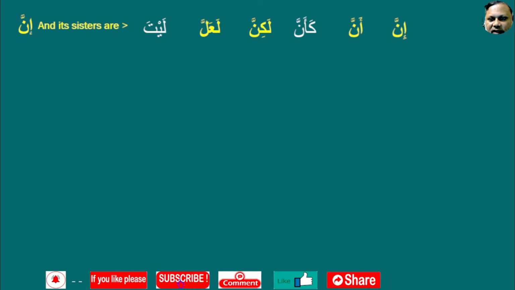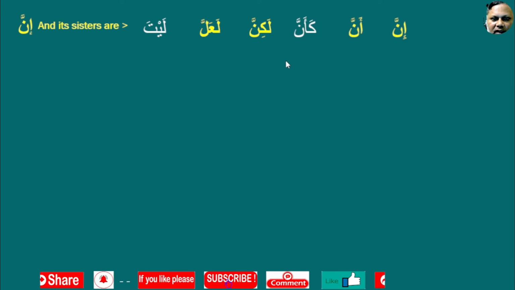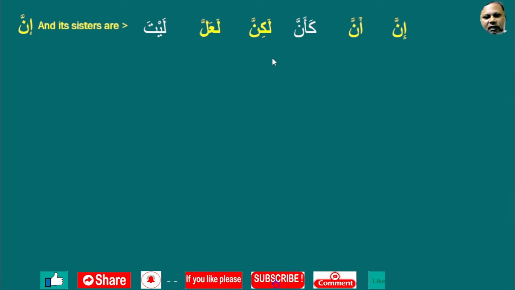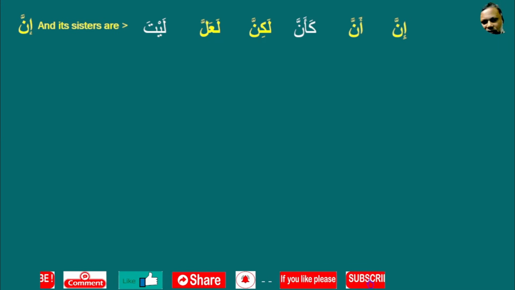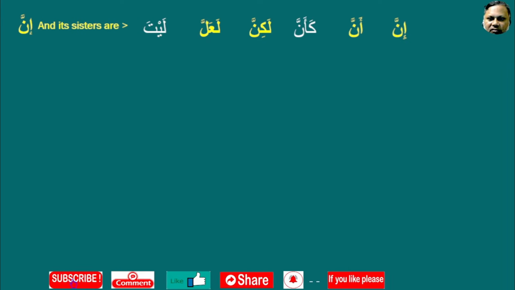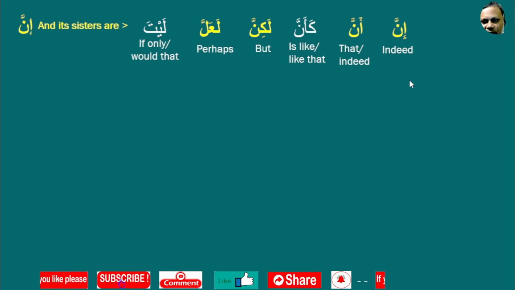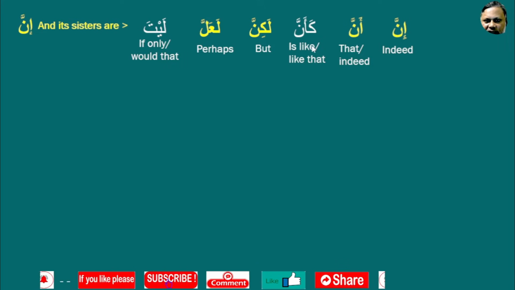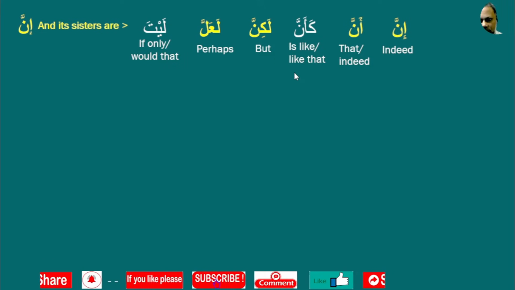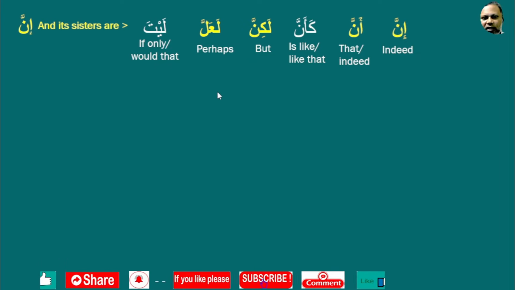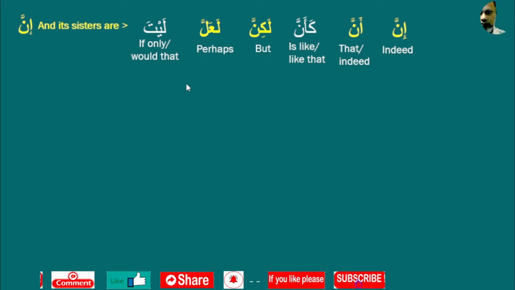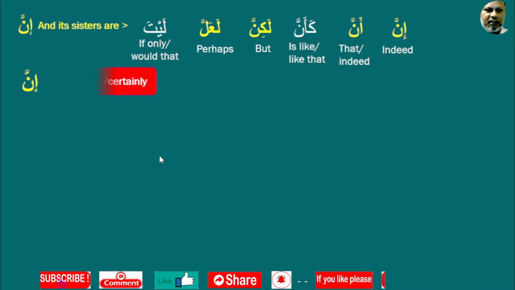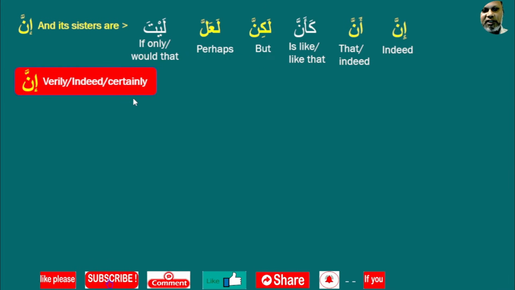That's why these are called inna and its sisters, and these are: inna, anna, ka'anna, lakinna, la'alla, and laita. All the particles of this group perform the same role in the sentence. Inna means indeed, anna means that, ka'anna means is like or like that, lakinna means but, la'alla means perhaps, and laita means if only or would that. Inna means verily, indeed, or certainly.